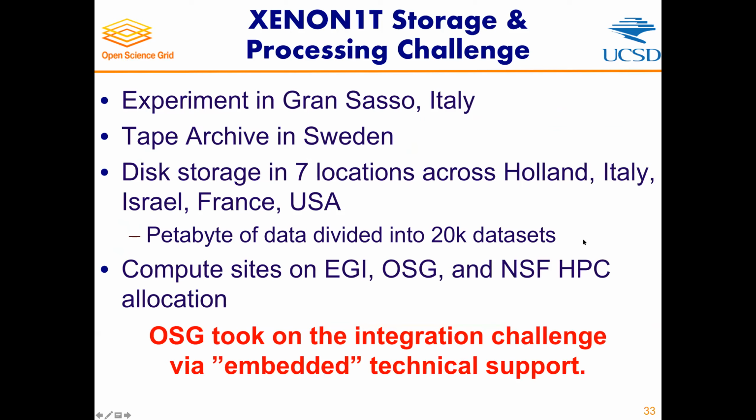They by now have multiple petabytes of data. When I wrote this slide, maybe 9 months ago, it was 20,000 data sets that comprise the petabyte. It's probably by now twice as large, I'm guessing. Maybe 3 times as large, I'm not sure. It has compute sites on EGI and OSG and has NSF HPC allocations. And so OSG took on the integration challenge by embedded technical support, i.e. somebody at Chicago who worked directly with the group in Chicago from XENON 1 ton and the XENON collaboration in order to make this all integrated and work.